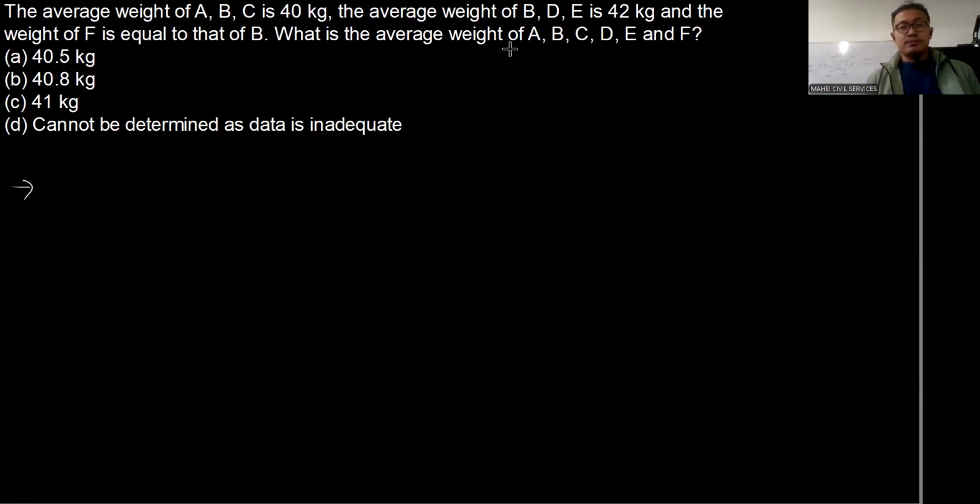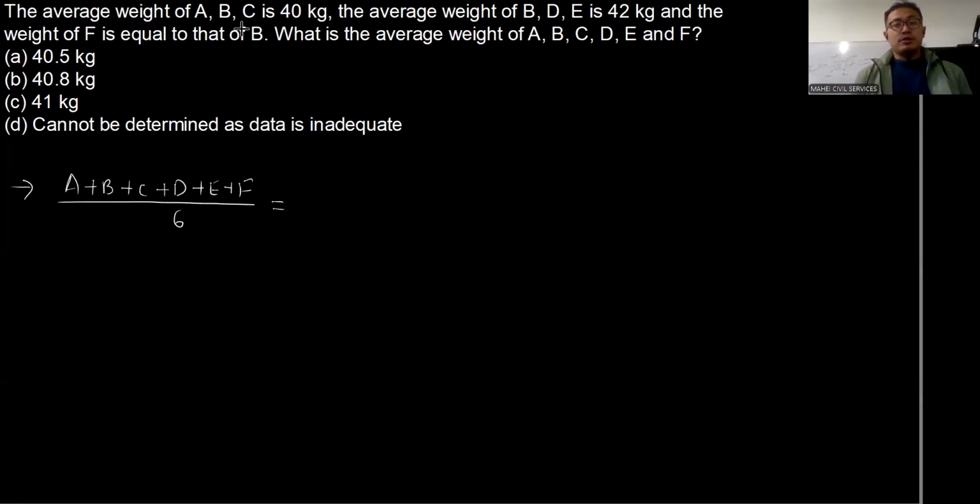Average weight of A, B, C, D, E, F is A plus B plus C plus D plus E plus F divided by 6. The average weight of A plus B plus C is 40, so 40 into 3, A plus B plus C is 120. The average weight of B, D, E is 42, so 42 into 3 is 126.